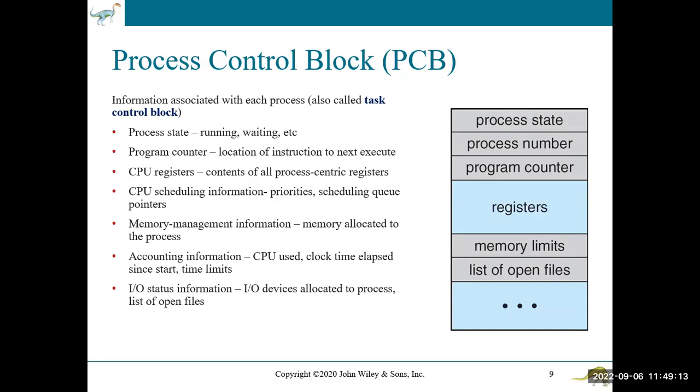So if we ask, what's the clearinghouse, where do you find all of this in one convenient place? The answer would be the process control block. You need quick information on all these things for a process. Where do you find them? The process control block. Any questions about the PCB?